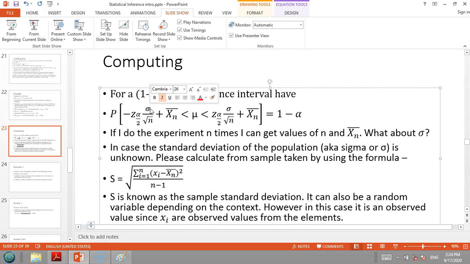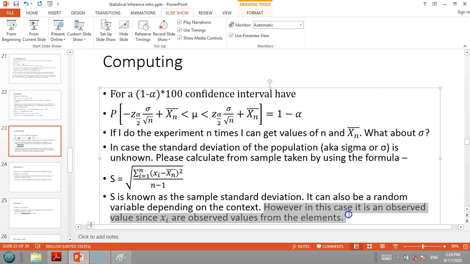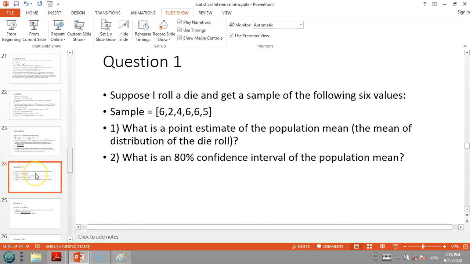And I use the sample standard deviation instead of sigma. In case the population standard deviation sigma is unknown, please calculate it from the sample taken using the formula for S. S is known as the sample standard deviation. It can also be a random variable depending on the context. However, in this case, it is an observed value since the x_i are observed values from the elements.